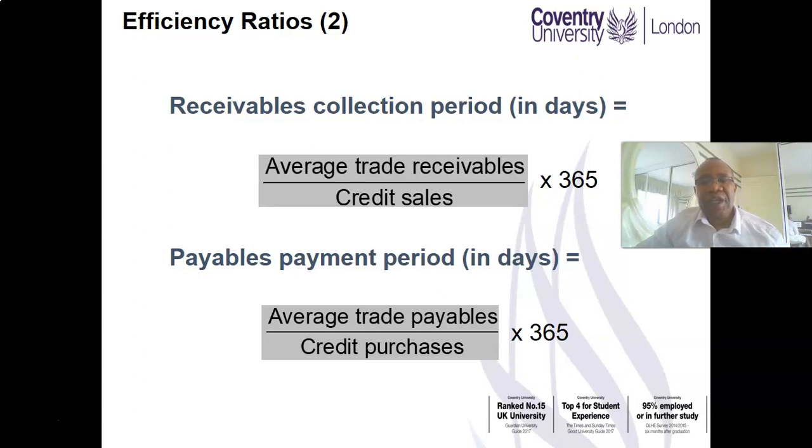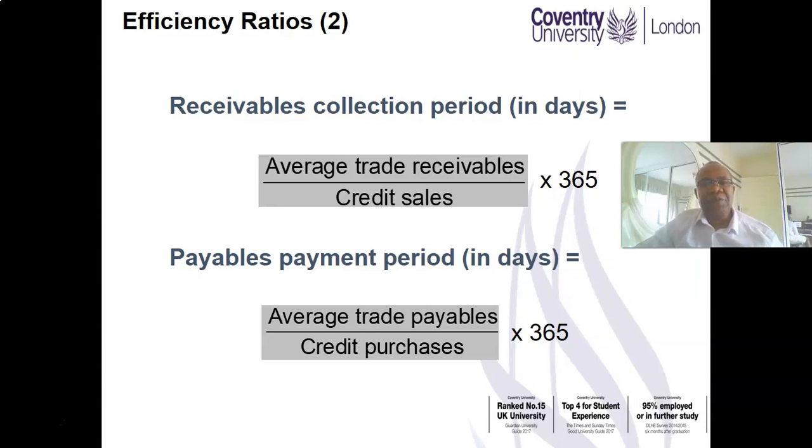Now, of course, if the ratio has reduced quite dramatically, again, we may need to look into this. It may be that we have a very good credit control system in place, or perhaps we are not giving enough credit, which may turn away our customers. Again, we need to look into that.